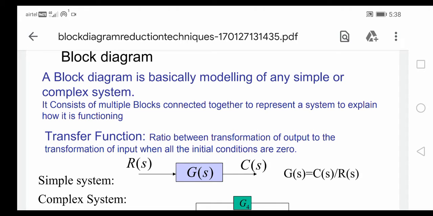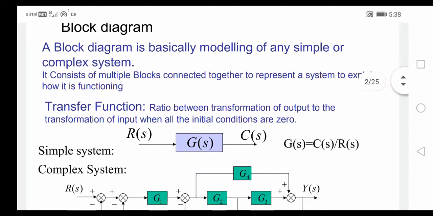Then how are you going to find it out? This is a simple block, so there is no need. We just take the output by the input. The input is R of s and the output is C of s. So we are going to calculate C of s by R of s.